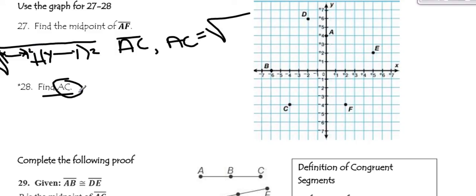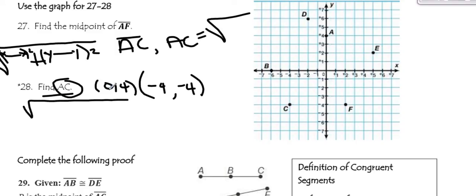But we need our coordinates for A and C. So A is over here at 0 on our x-axis, up 4. So A is (0, 4). And C is 1, 2, 3, 4, negative 4 on our x-axis, and then 1, 2, 3, 4, negative 4 on our y-axis. And now we just plug into the formula.